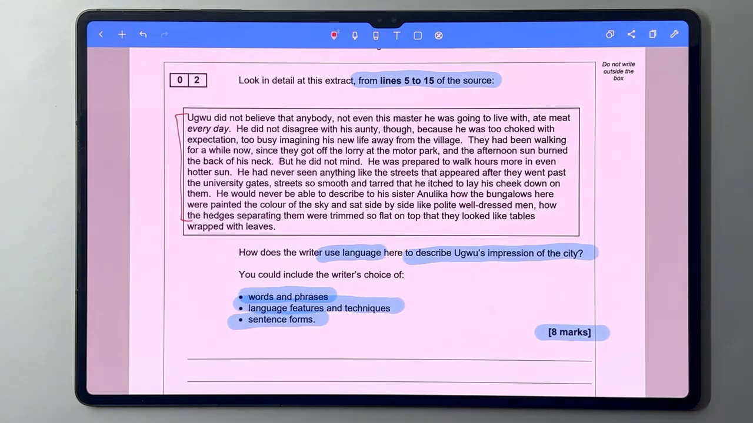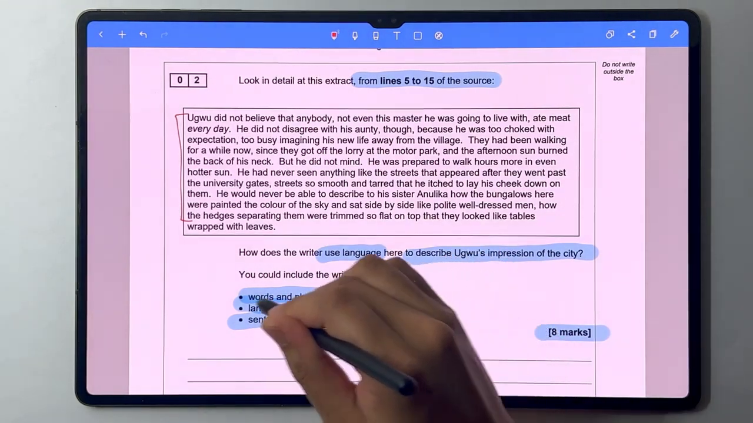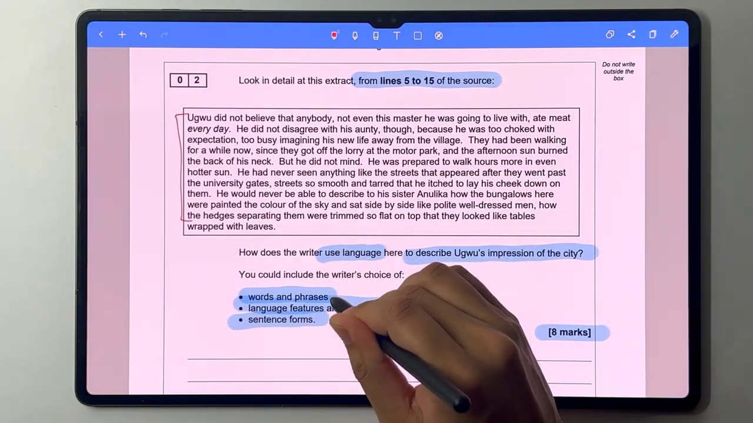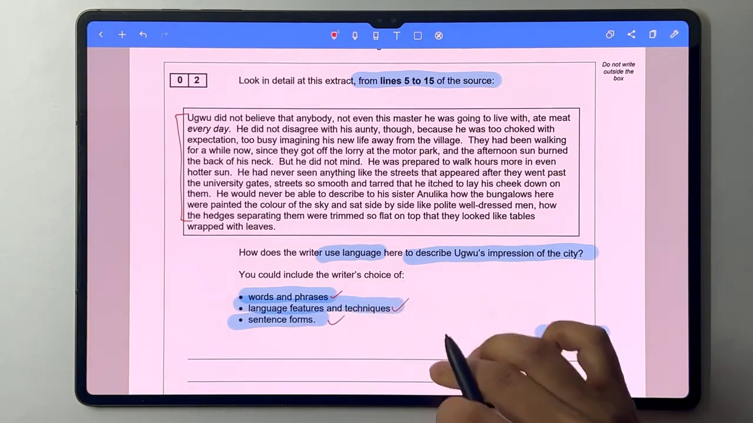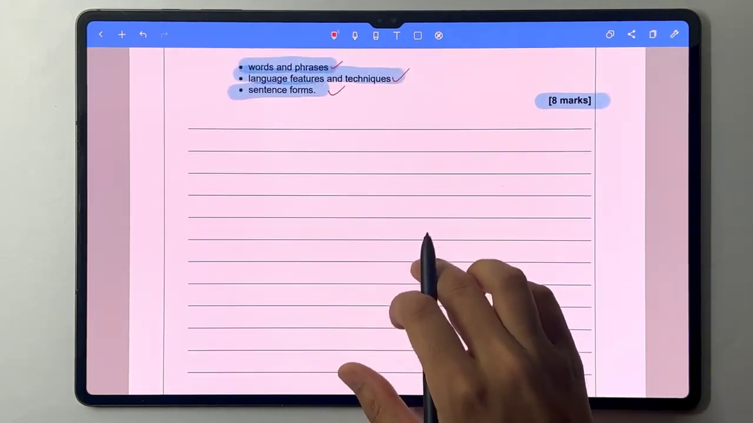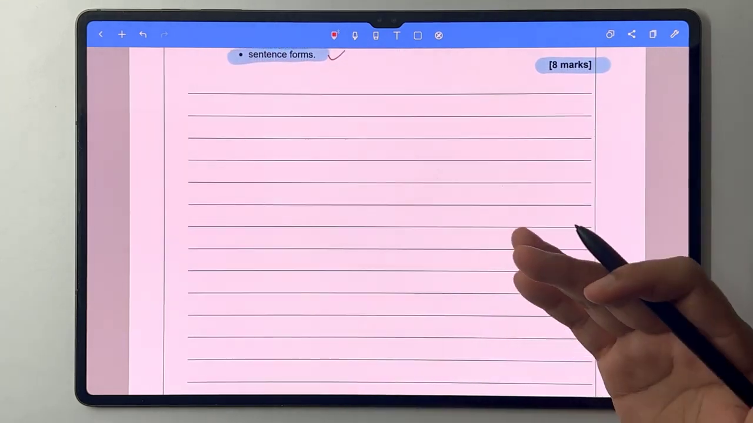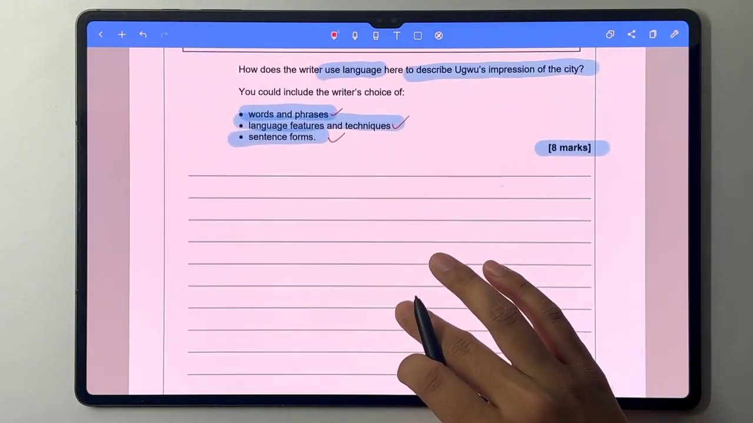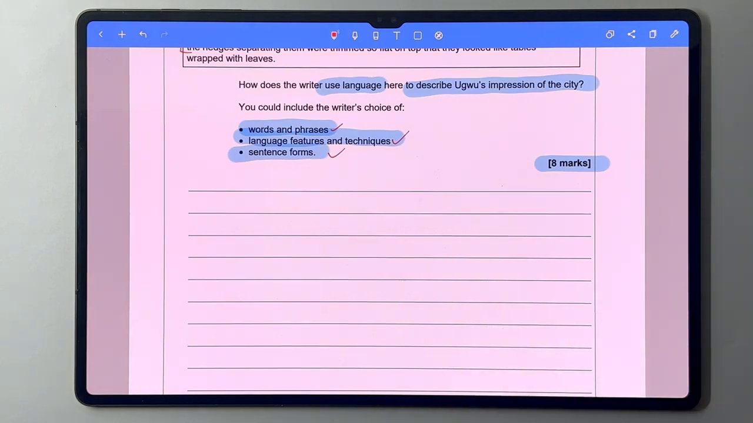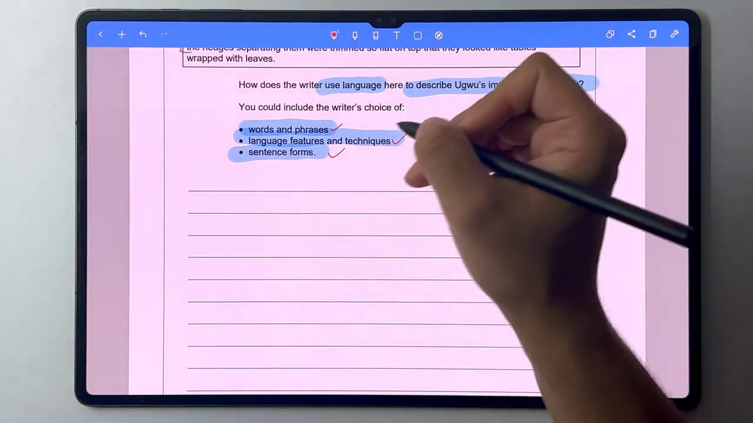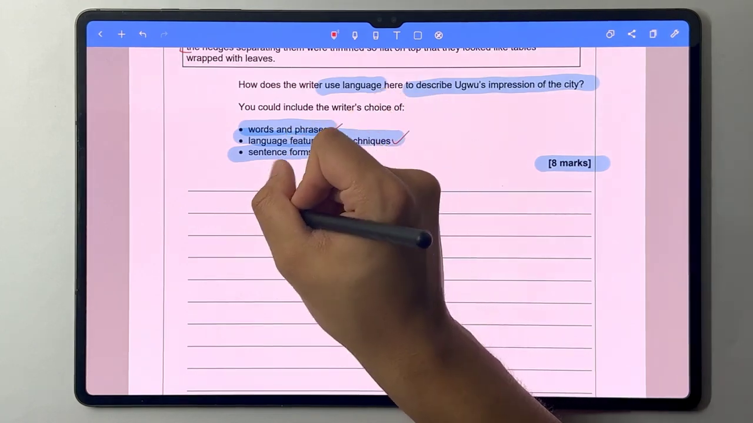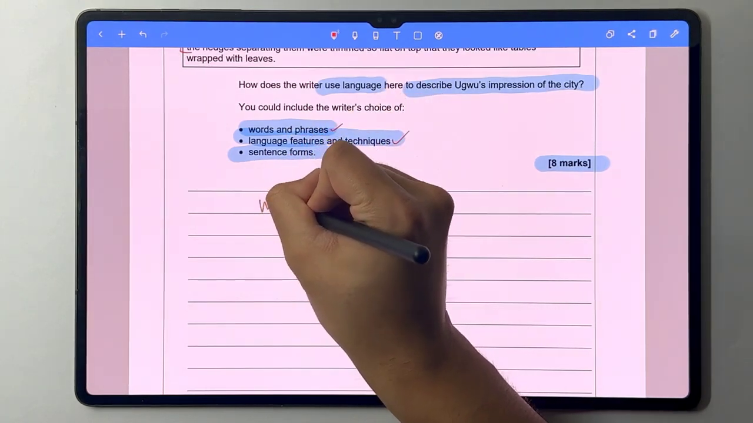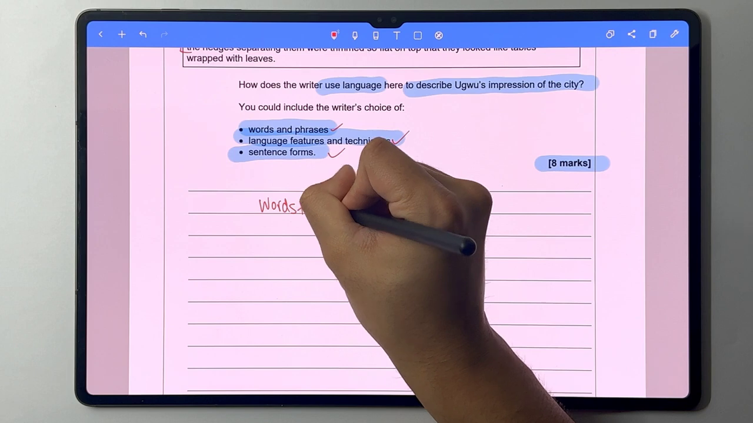In order to tackle this question, we need to know what each criteria means. So words and phrases, language features and techniques, and sentence forms. So what we'll do is we'll break down what language is, and we can look at the certain features and criteria for each bullet point. So the first one we have is for words and phrases, which includes the following. So words plus phrases.